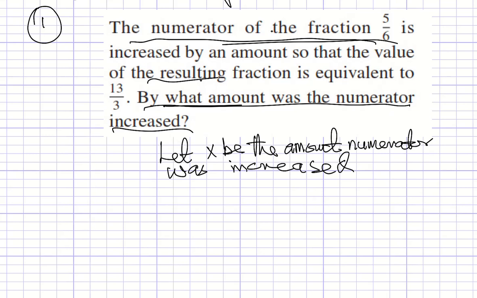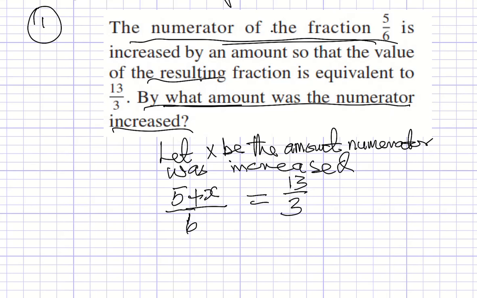Say the numerator of the fraction is increased by an amount, so this is the numerator they're talking about. The numerator is 5 and the denominator is 6. So they increase it by X, okay? Hang on, I gotta write this properly. They increase that thing by X. They didn't say anything about the denominator, okay? They said the resulting fraction is equivalent to 13 over 3. That's all that means, man.